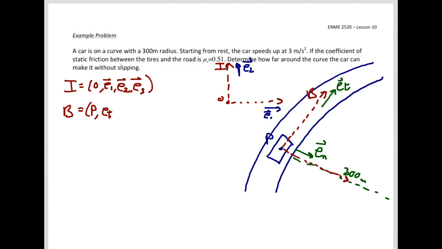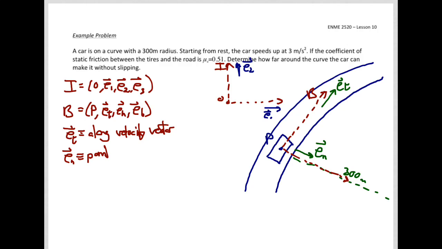And we have a tangential vector, we have a normal vector, and then we have our binormal vector, okay, where our tangential vector is along the velocity vector. That's the inertial velocity vector, and our normal vector is always pointed inside the curve, and our binormal vector is going to be equal to E sub t cross E sub n.